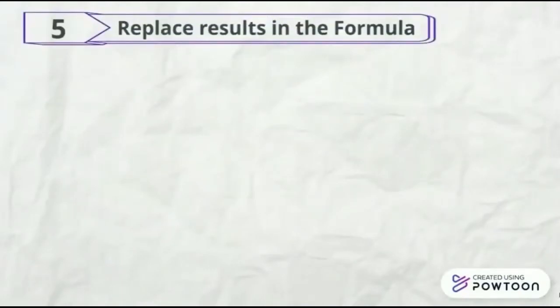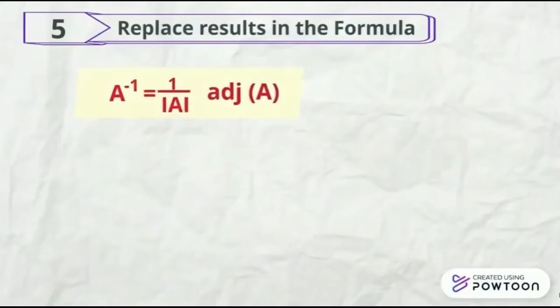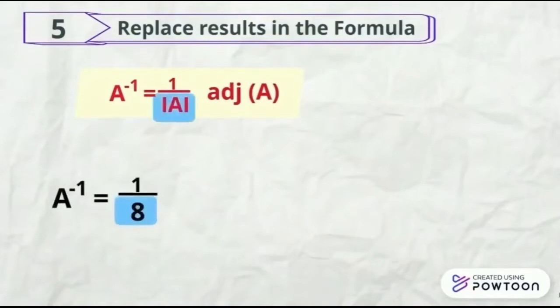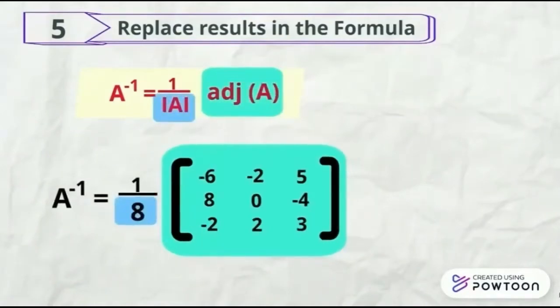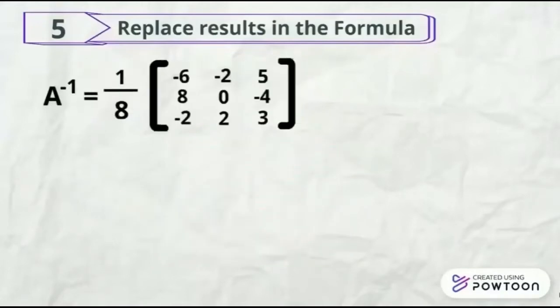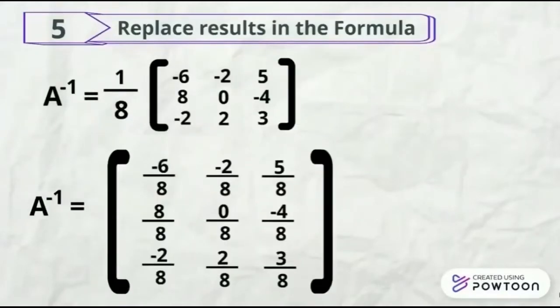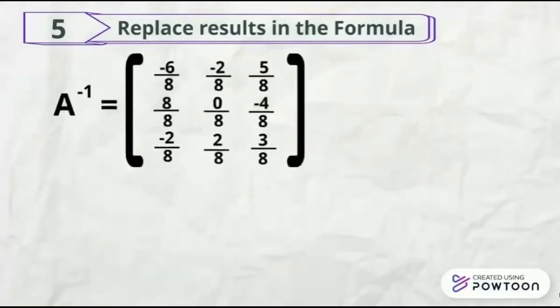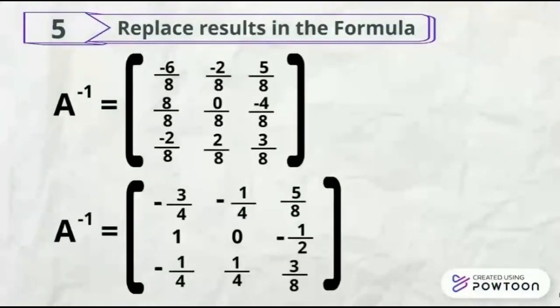Step 5. Substitute the determinant and the adjoint of matrix A that we found previously into the formula: inverse of matrix A equals 1 over the determinant multiplied by the adjoint of matrix A. This will help us to create a new equation, and by solving the equation we can get a new matrix. The new matrix will be our final answer, and this is how we find the inverse matrix of a 3 by 3 matrix.